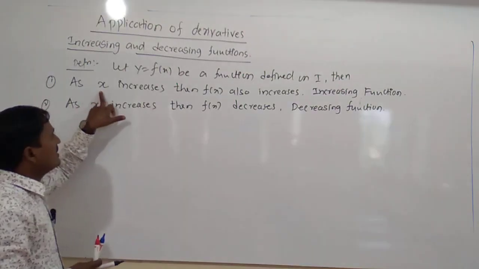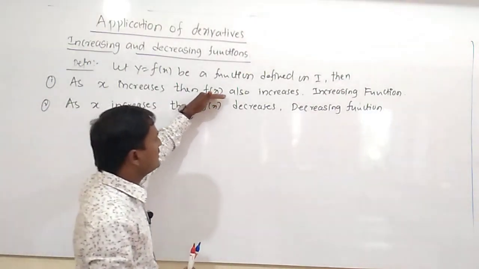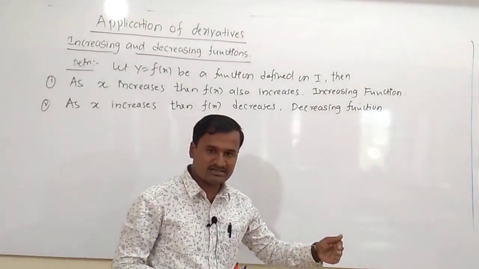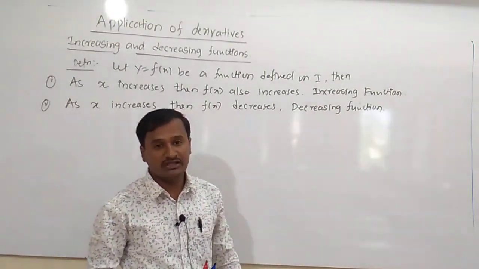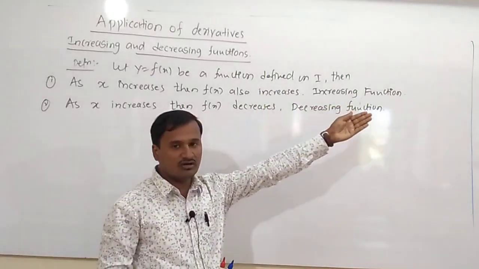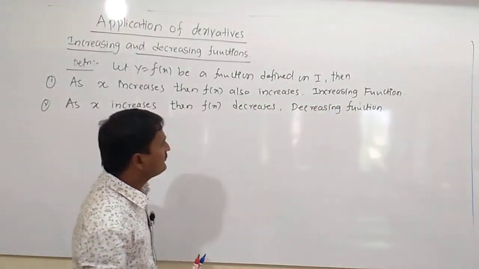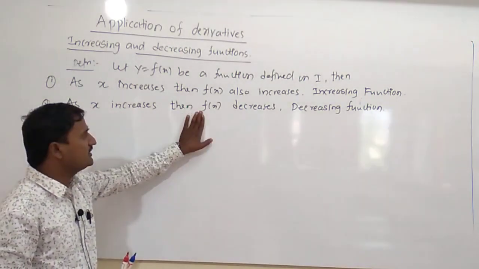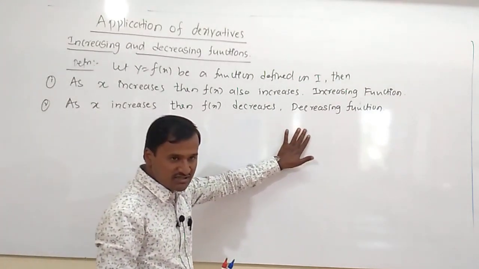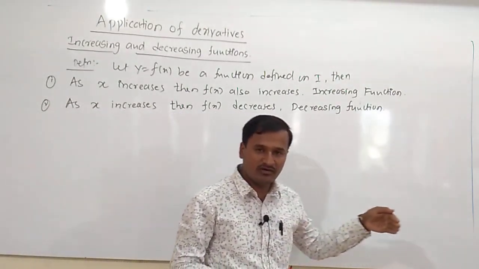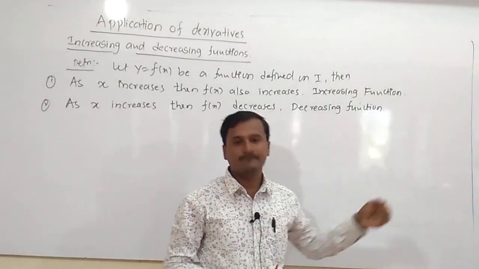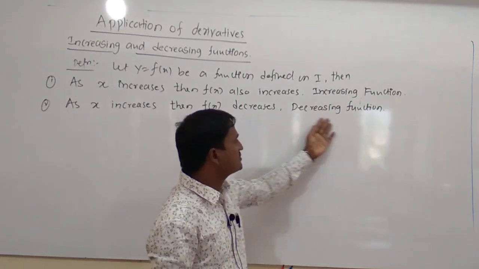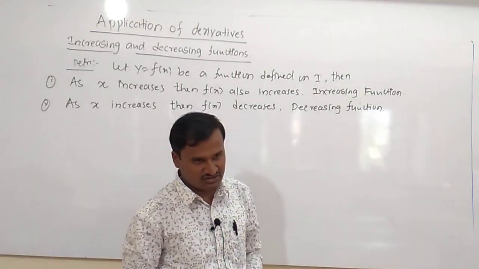So as the value of x increases, then f of x also increases. If you increase the value of x, then the functional value also increases. Such functions are called increasing functions, right? Similarly, as x increases, then f of x decreases. If you increase the value of x for the function, then f of x decreases, then such functions are called decreasing functions.